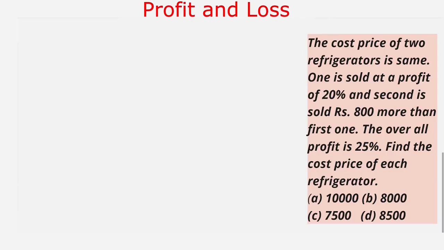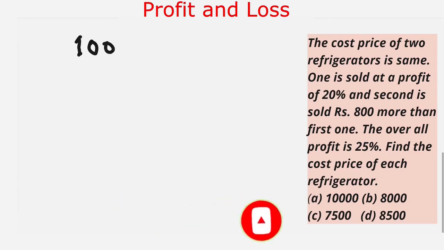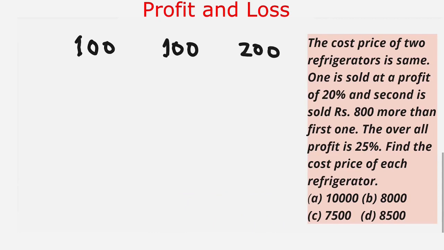We solve the question as both the refrigerators have the same cost, so we write 100 for each refrigerator and the total cost is 200. Now profit is 20% on the first, so this is 20, and overall profit is 25%, so 25% on 200 is 50. It means that if the first refrigerator is earning rupees 20, then profit on the second is rupees 30, as the total profit is rupees 50.